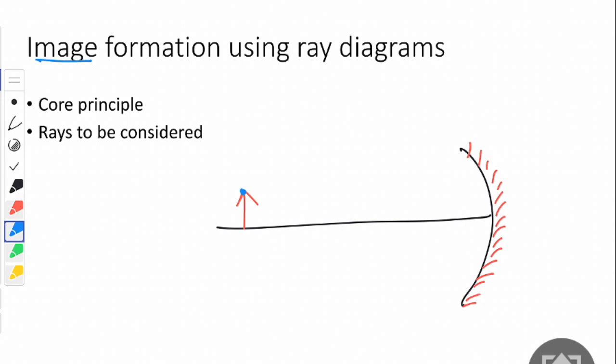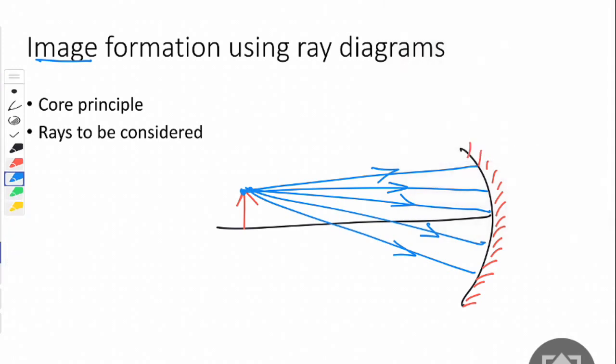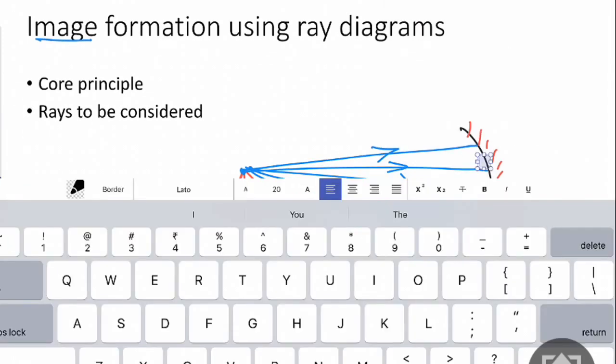So let us say this point is going to send rays. How many rays? An infinite number of rays. This is one ray, this is a second ray, a third ray, a fourth ray. I can draw an infinite number. And what will happen to all these rays? They will get reflected. In what direction? They will get reflected as per the law of reflection.